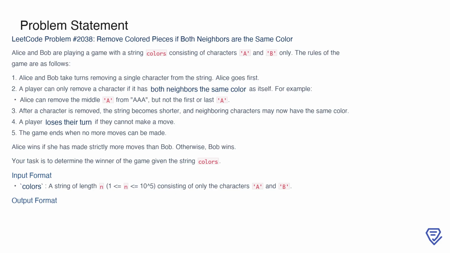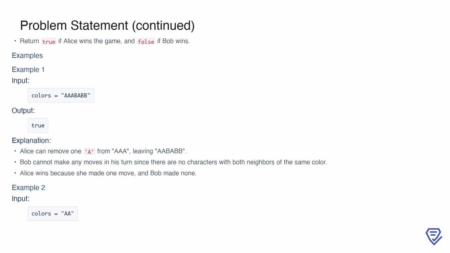Once a character is removed, the string shortens, and the arrangement of neighbors changes, potentially creating new opportunities for removal. If a player cannot make a move during their turn, they lose that turn, and the game continues until no more moves can be made. The winner is determined by the number of moves each player makes. Alice wins if she has made more moves than Bob, and Bob wins in all other cases. The task is to determine the winner of the game based on the input string colors. Specifically, you need to return true if Alice wins and false if Bob wins.